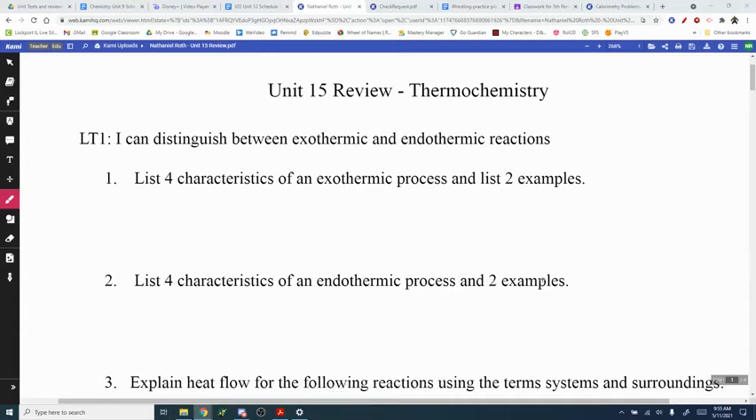All right, so here we have our thermochemistry review. So we're going to go through each one of these questions. This first one lists four characteristics of an exothermic process and lists two examples. I'm not going to write this down. I'm just going to talk about it. So, four characteristics of an exothermic process.